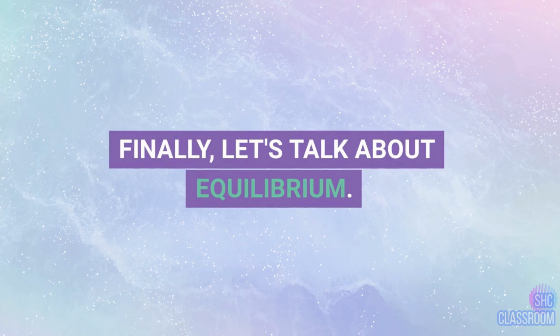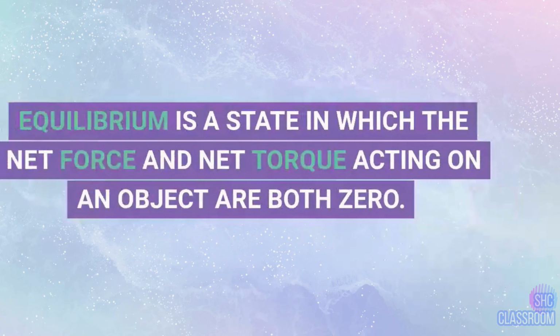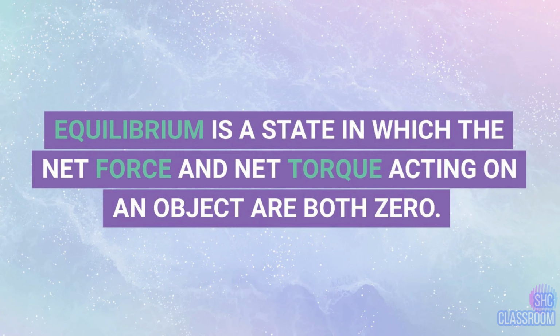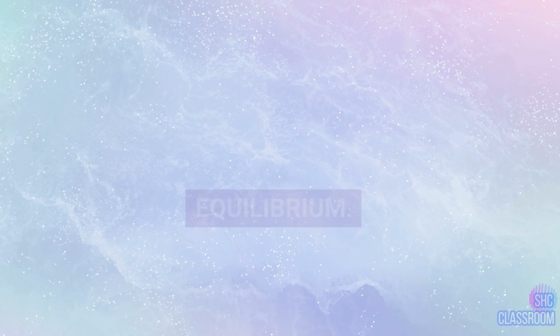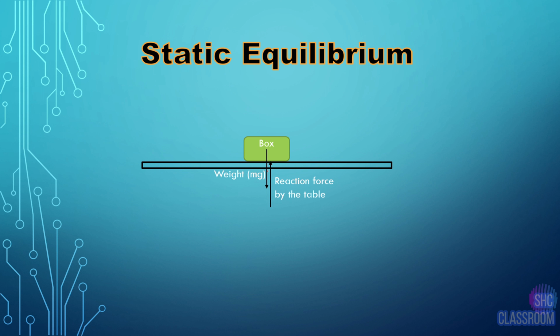Equilibrium. Finally, let's talk about equilibrium. Equilibrium is a state in which the net force and net torque acting on an object are both zero. There are two types of equilibrium: static equilibrium and dynamic equilibrium. In static equilibrium, the body is in the state of rest under the influence of several forces.